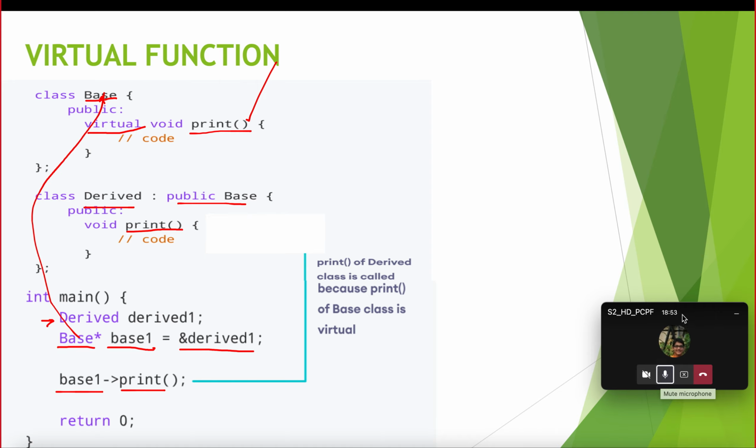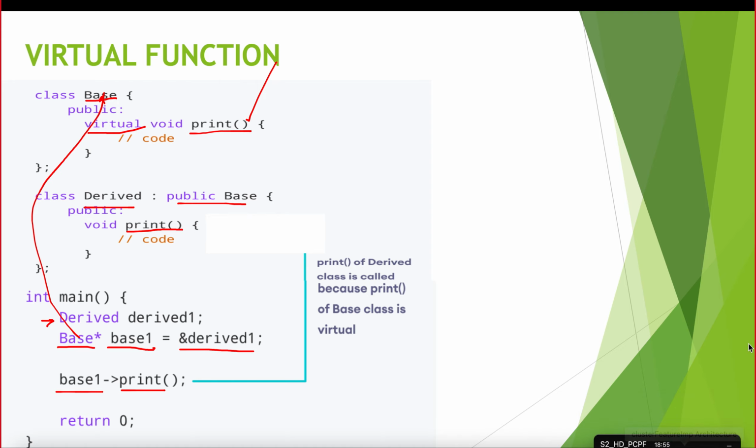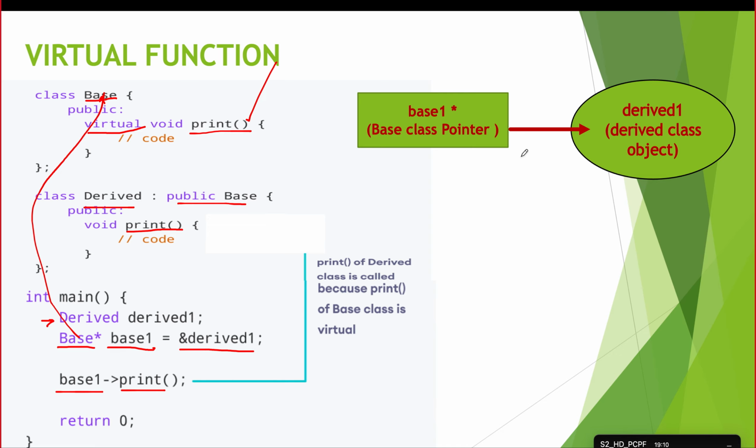Okay guys, so we will see with a pictorial representation what exactly I wanted to say. The first thing that we are doing is creating a pointer. The name of the pointer is base1. It is a base class pointer. Now we are making this pointer point to the object of the derived class. This derived1 is an object of the derived class. So this pointer is now pointing to the object of the derived class.